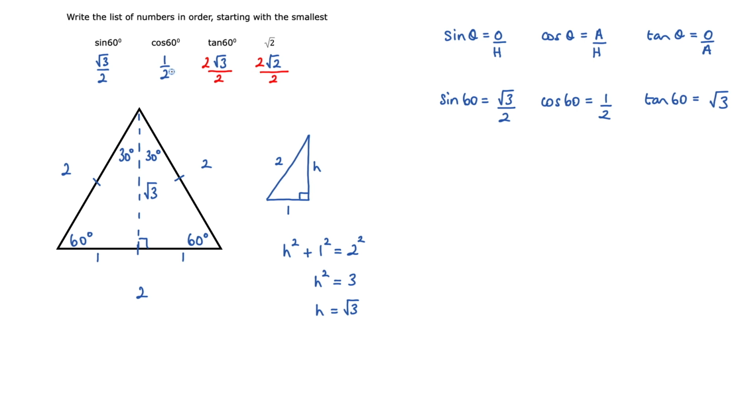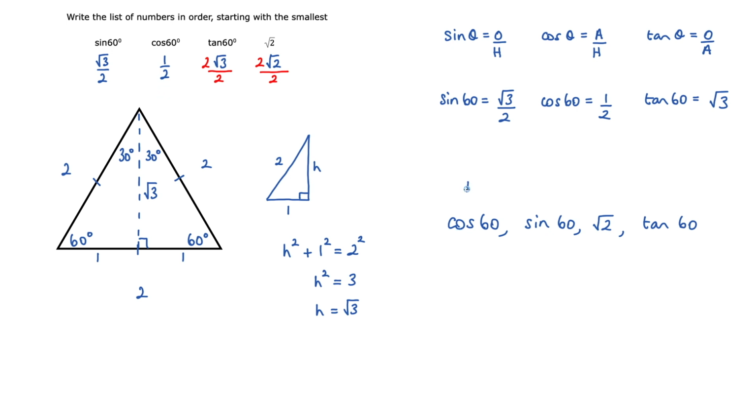So the first one is going to be this one here, a half, or cosine of 60. The next one is going to be sine 60, so root 3 over 2. Next one would be the root 2. And finally, the one that's left would be tan 60. So tangent of 60. And let me just write those fractional values above each of them.